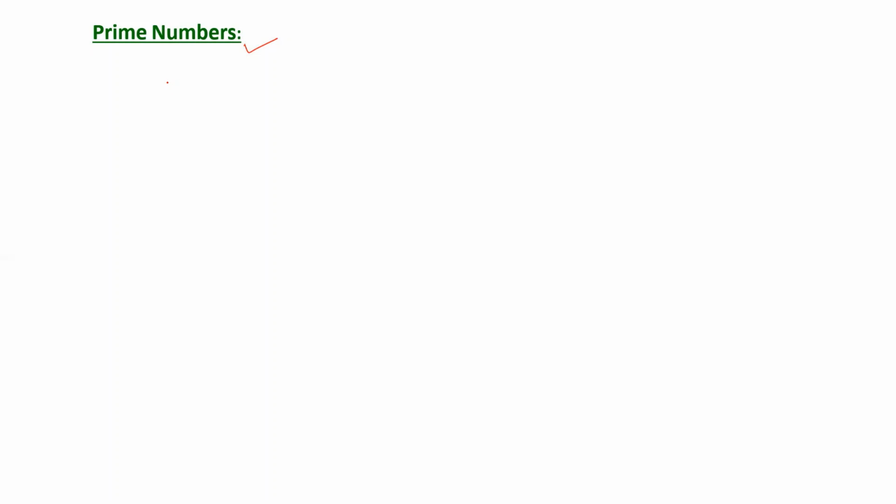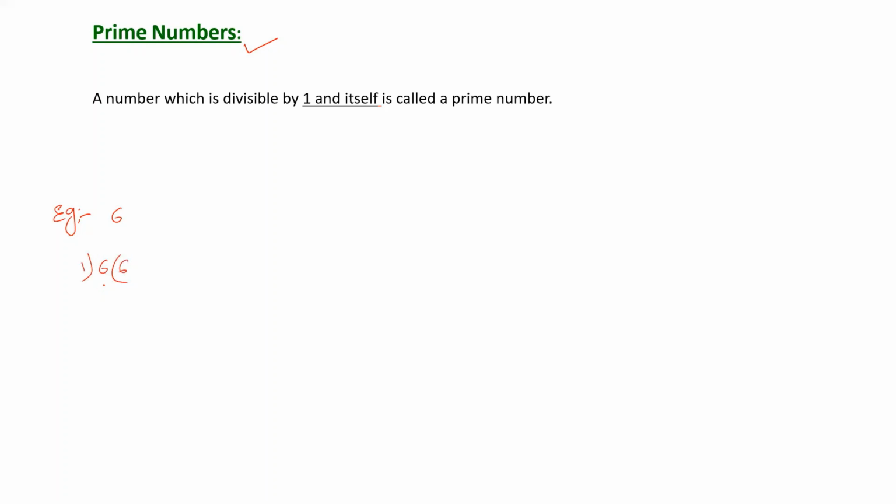Prime numbers are positive integers. A number which is divisible only by 1 and itself is called a prime number. Example: 6. Divide 6 by 1, remainder 0. Divide by 2, remainder 0. Divide by 3, remainder 0. In the 4 and 5 tables, we won't get 6. So 6 is not divisible by 4 and 5.